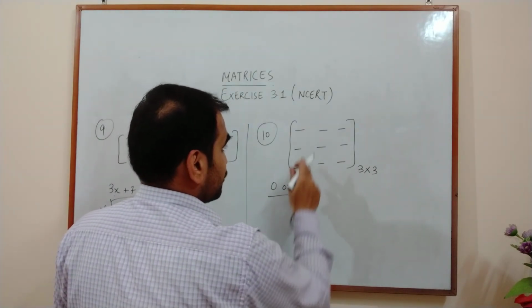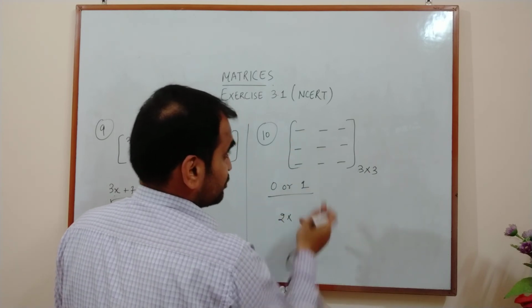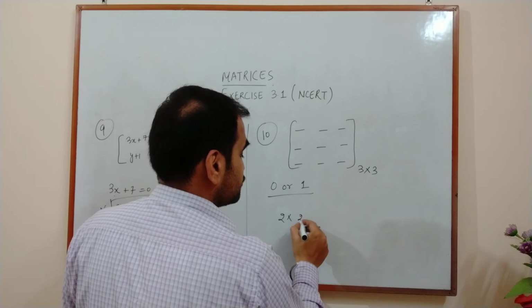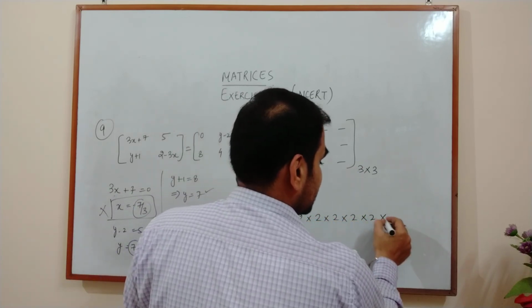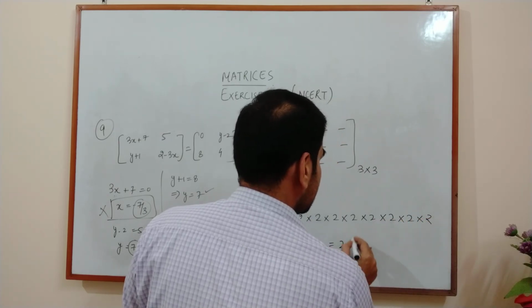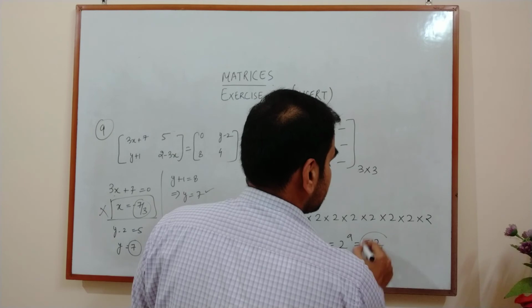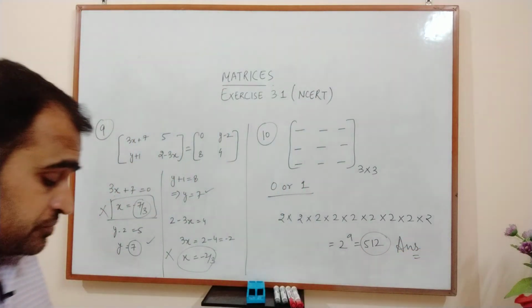So it means for the first element we have two choices. That can be 0 or 1. Similarly for the second element we have two choices. Third element, fourth, fifth, sixth, 7, 8 and 9. So you will get 2 raised to the power 9, that is 512. So this is the answer, right? This is also an MCQ question.